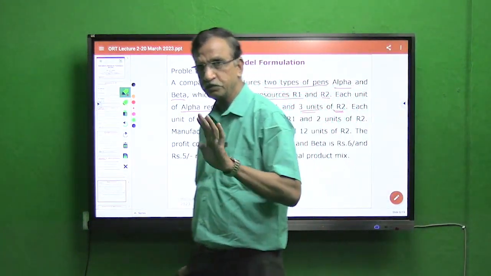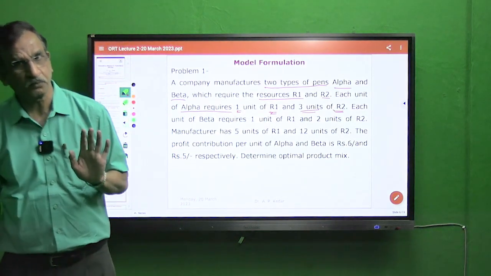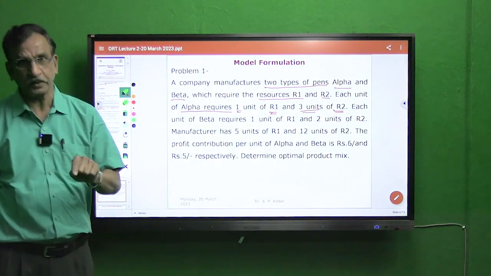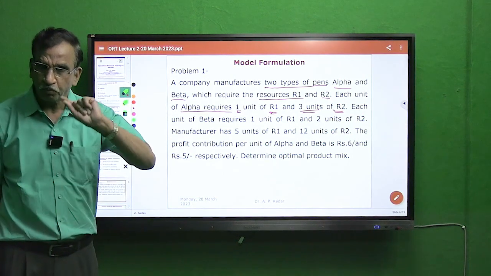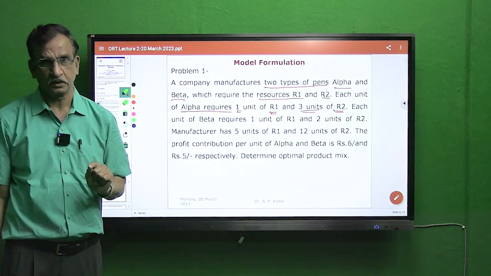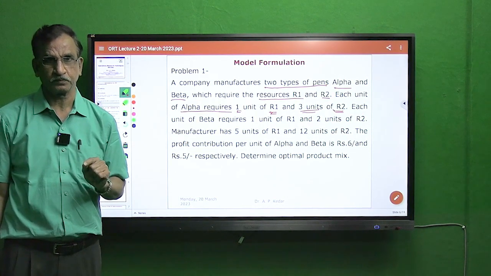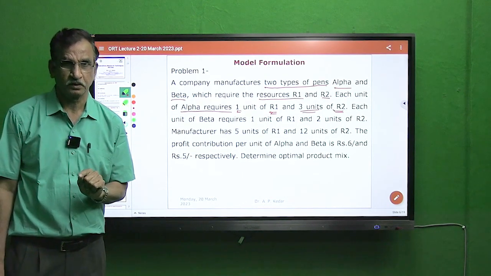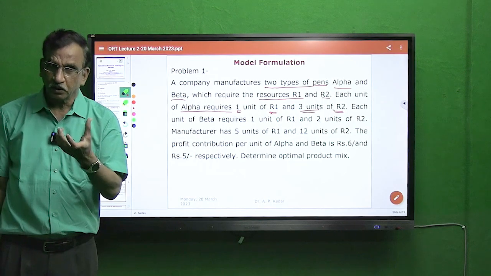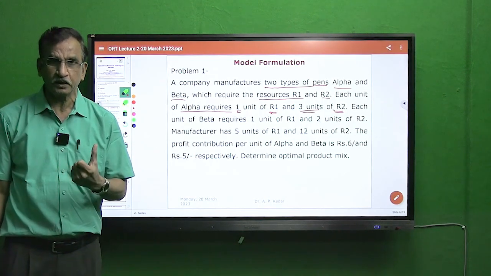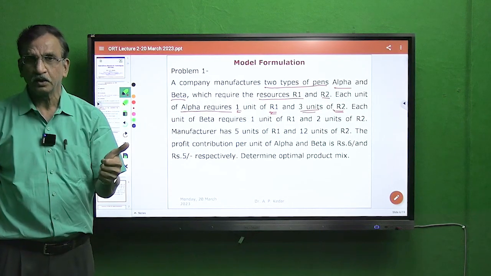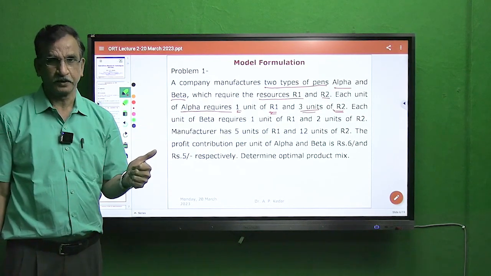Remember, the organization is making two types of pens, alpha and beta. Both pens need both raw materials in the form of resources labeled R1 and R2. But importantly, the quantity of those resources required for each pen is different.